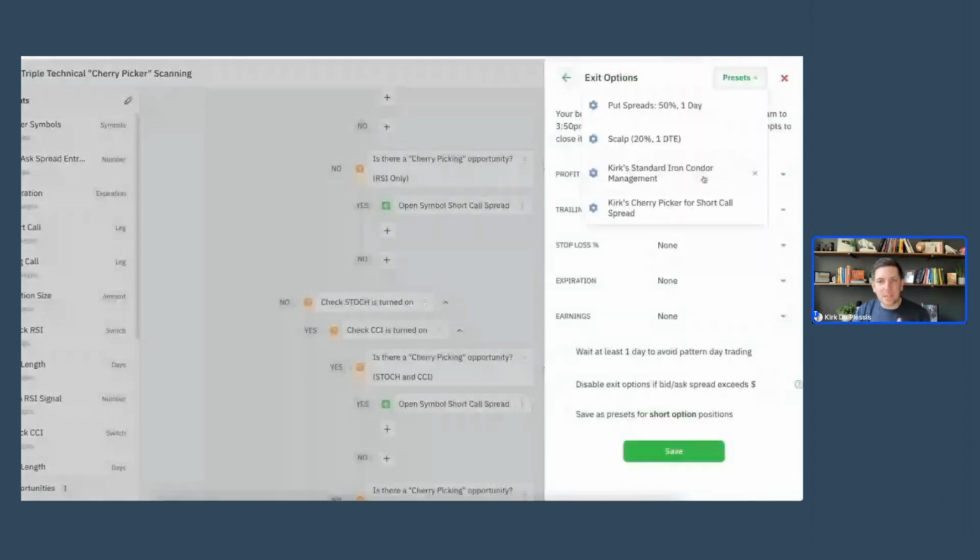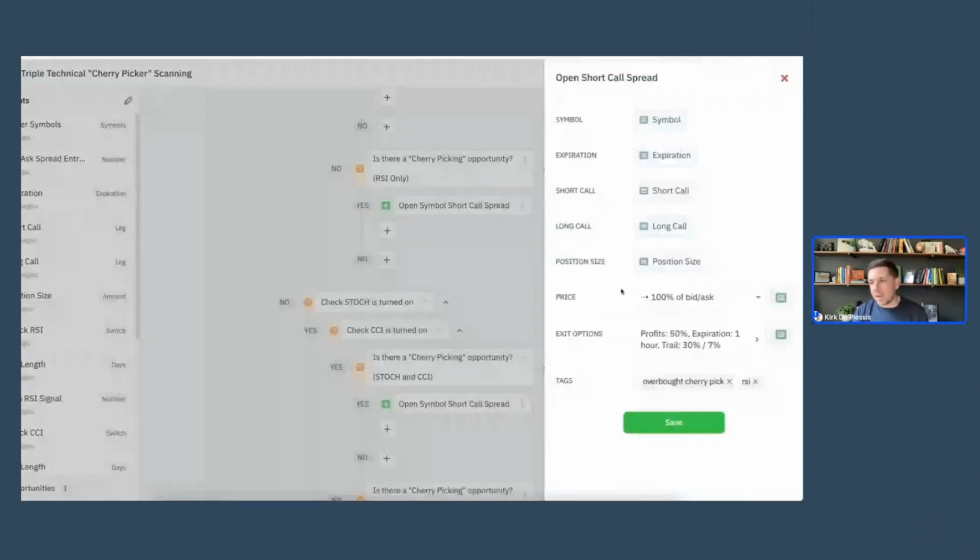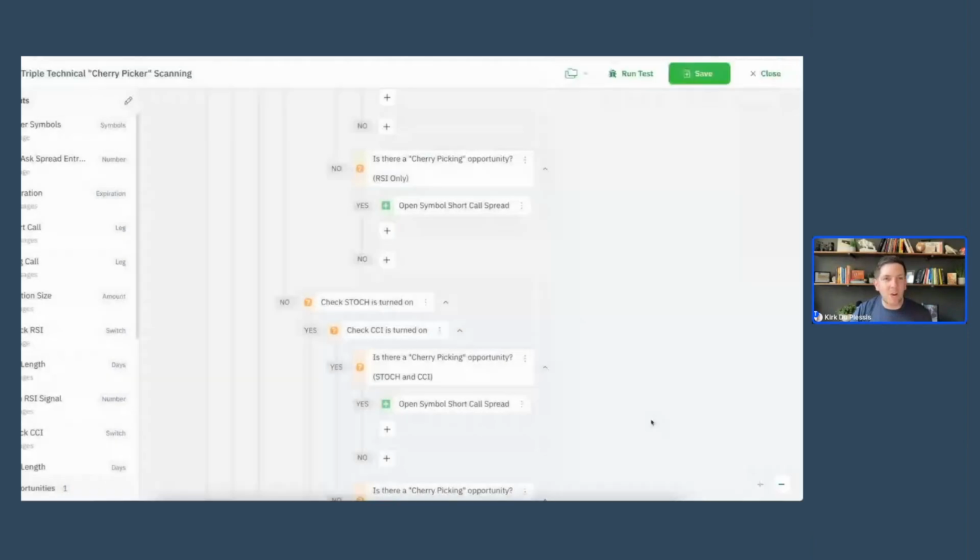So set them once, name them whatever you want to name them, your choice, and then reuse them over and over and over again. You can set them manually inside your automations to set them automatically when you start making your trades, so that any of your cherry picking opportunities have those options in them.